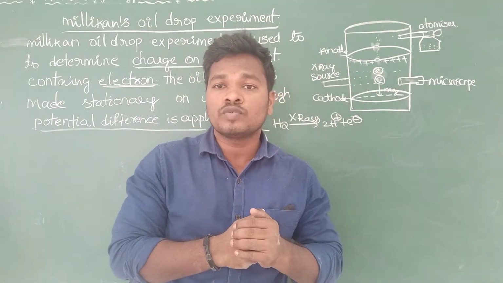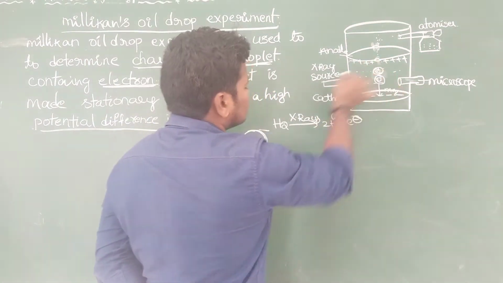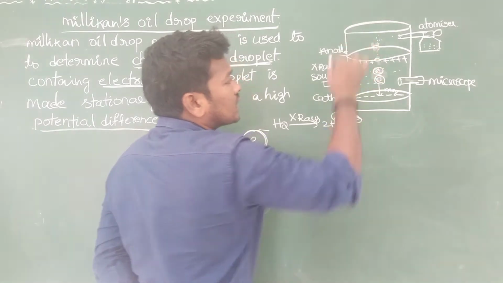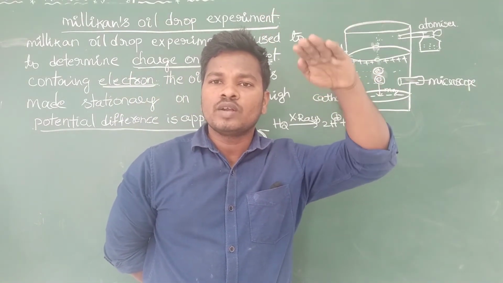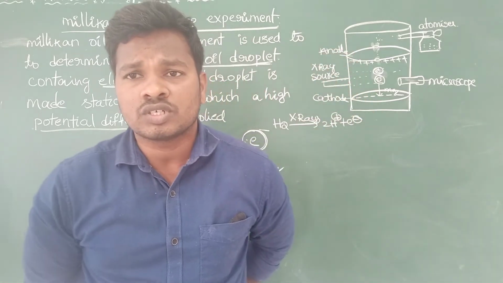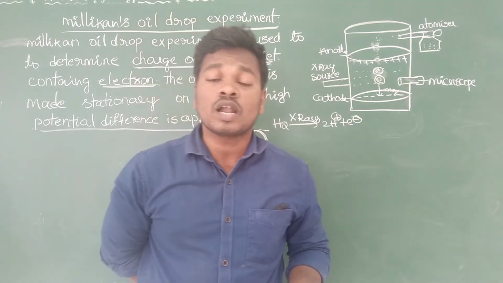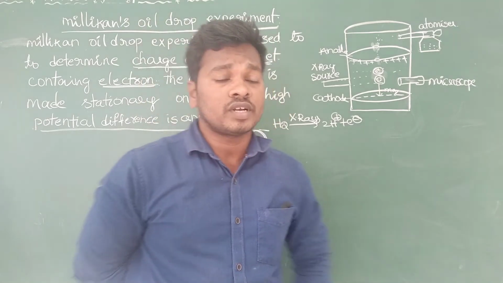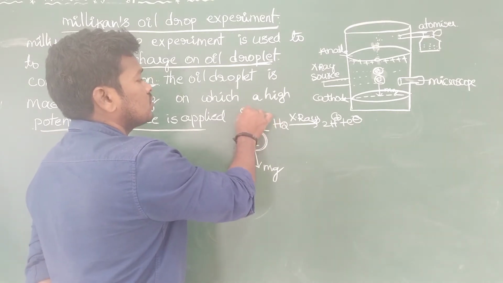How is the upward force acting? If you observe clearly, the electron has a negative charge. Upward, what type of charge is there? The anode is upward. The anode is nothing but a positive charge, and the electron is a negative charge. Between opposite charges there is a force, which is called the electrostatic force of attraction. Due to the electrostatic force of attraction, some force will be there.